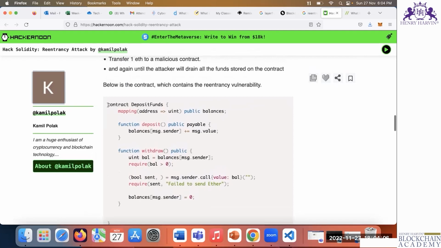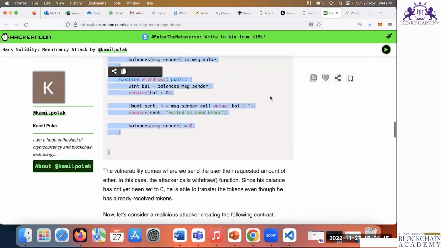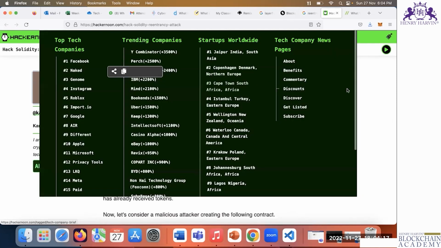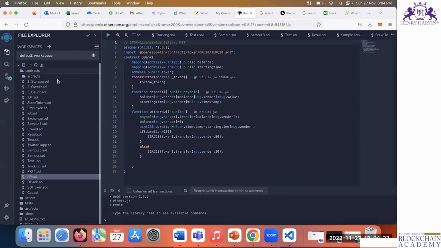Deposit fund. Copy. So I am using this smart contract. Just have a look into this.